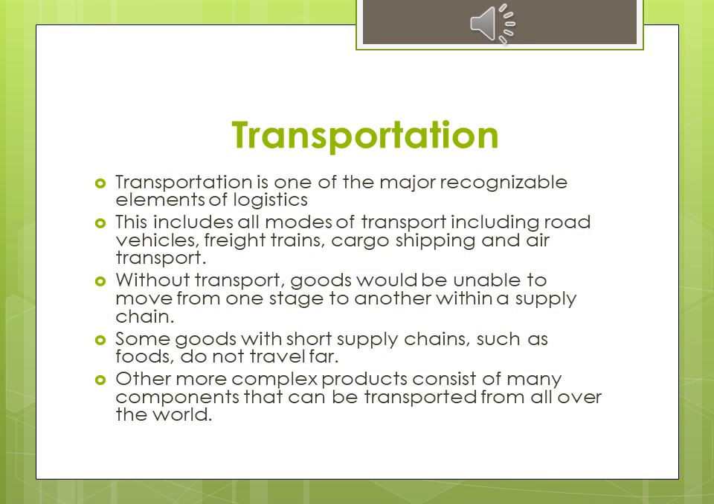As we have discussed before, transportation is one of the major recognizable elements of logistics. Recognizable means we can see it with our eyes, like a physical bond. This includes all modes of transport, including road vehicles, freight trains, cargo shipping, and air transport. Without transport, goods would be unable to move from one location to another in the supply chain. Some goods with short supply chains, such as food, do not travel far, and other more complex products consist of many components that can be transported from all over the world.